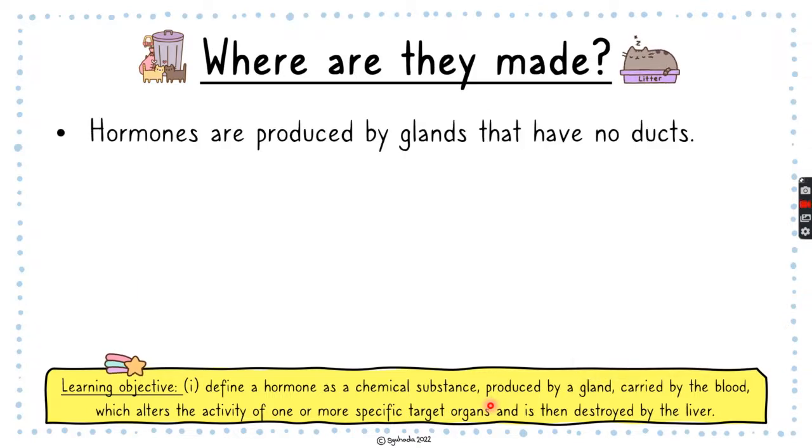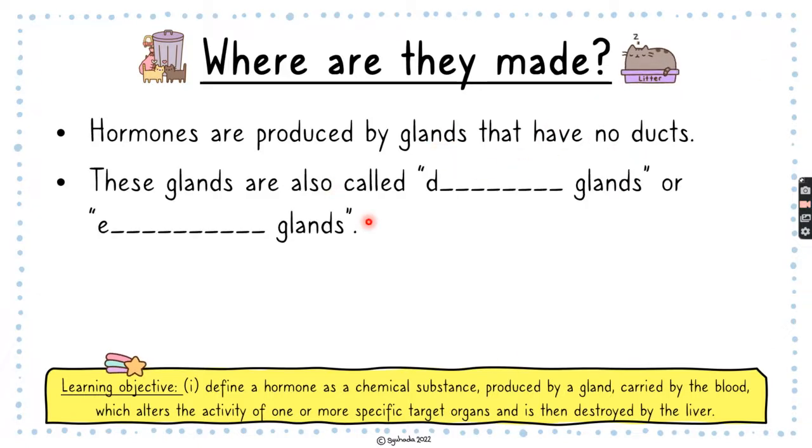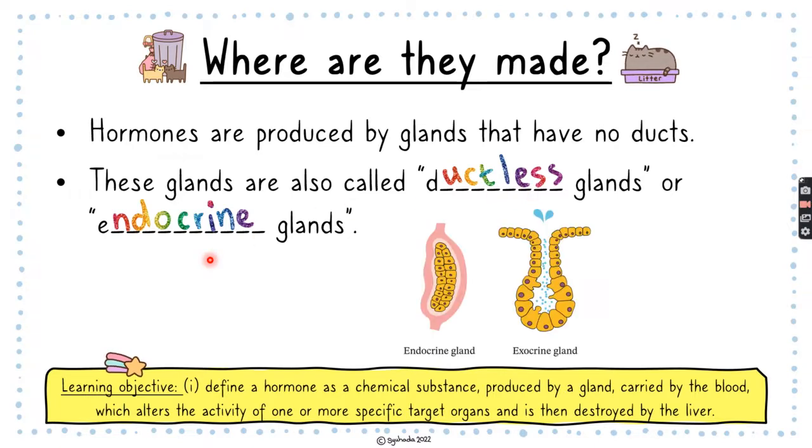Where are they made? Hormones are produced by glands that have no ducts. These glands are also called ductless glands or endocrine glands. This is just another name for ductless glands. What do we mean by ductless glands? A duct is basically something like this: a little tube that chemicals can pass through. So this is what you call a duct.